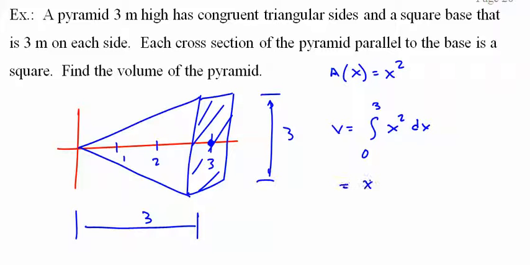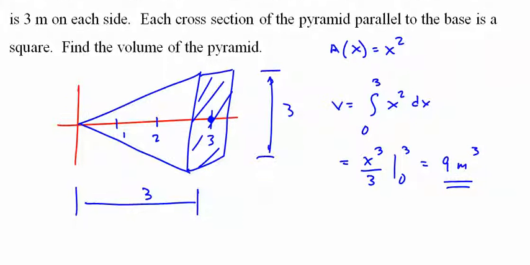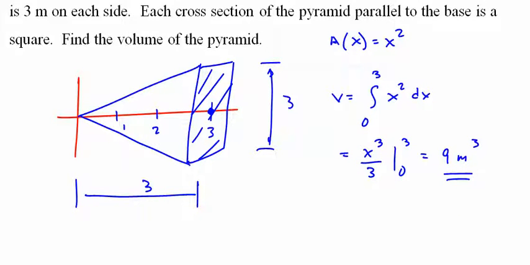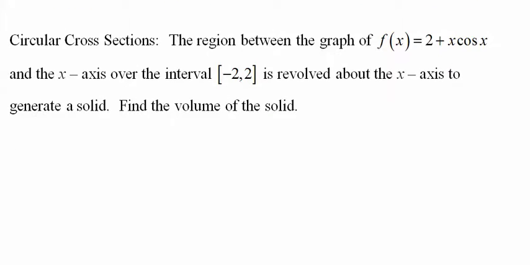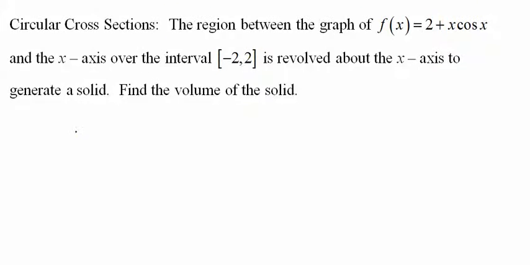This is x to the third over 3 from 0 to 3, which is 9 cubic units, which takes some serious getting used to. In this case, we said it's meters, so it's 9 cubic meters. This is some of the hardest problems you'll see, is figuring out these cross sections. You've got to play with them until they make sense. There's no like, oh yeah, that makes sense to me. It's just work on it, see where it takes you.